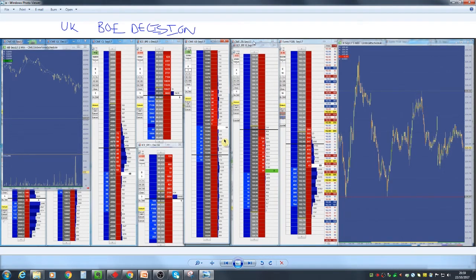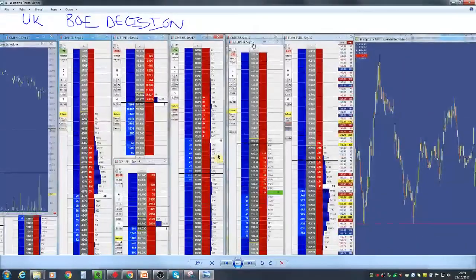Now, some of the other things that I tend to pay attention to. What you can see is I've got time and sales on certain markets, but not all markets.